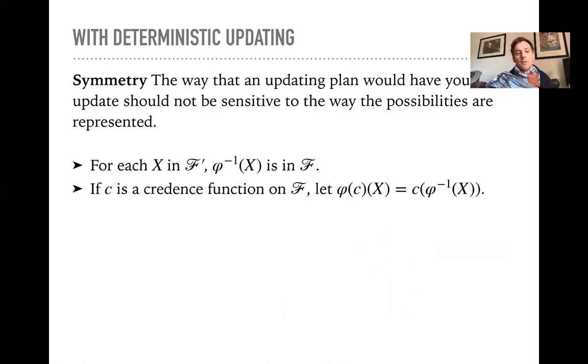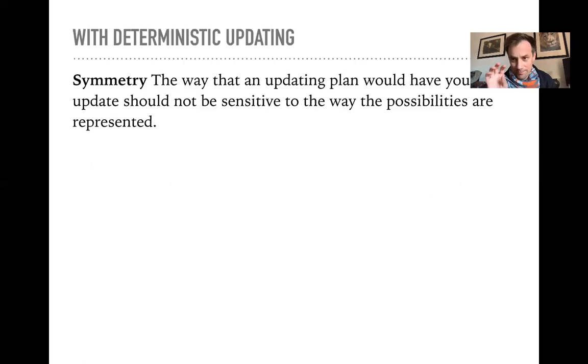And here's now just a definition. If you've got a credence function that's defined on F, then we also want to take the image of that credence function over in the other model, so one that's defined on F prime. How do we specify that? Well, we have to specify what credence it assigns to a particular proposition in F prime. So take one in F prime, let's call it X again. We know from the point just above that there's the inverse image of that back in F. So the credence that phi of C is going to assign to X is just going to be the credence that C assigns to the inverse image of X.